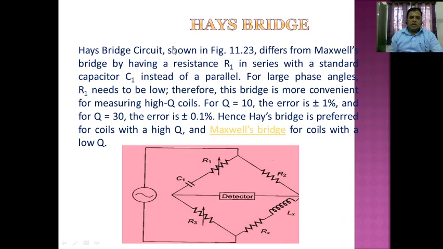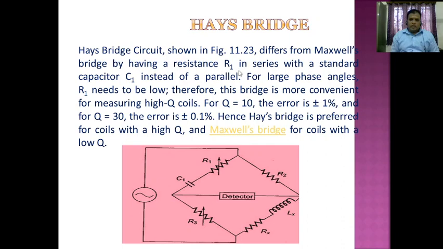Hayes bridge is one more bridge that is used to find out the inductance. Here is the Hayes bridge circuit. It differs from the Maxwell bridge by having a resistance R1 in series with the standard capacitor C1. So the difference between the Hayes bridge and Maxwell's bridge is that here R1 and C1 are there, whereas in Maxwell's bridge there were R1 and L1.